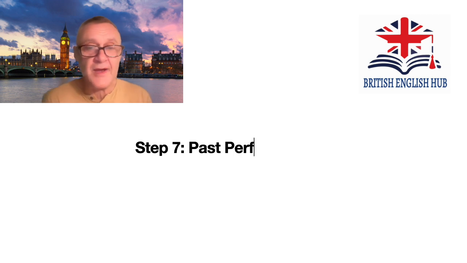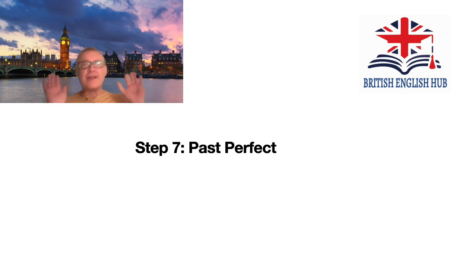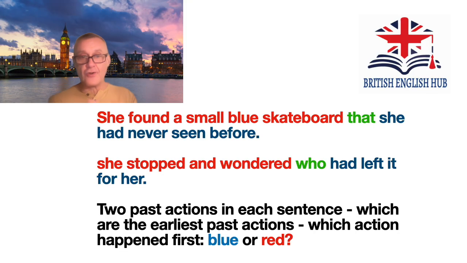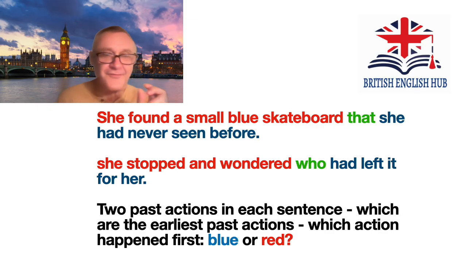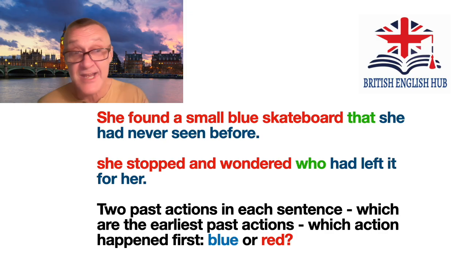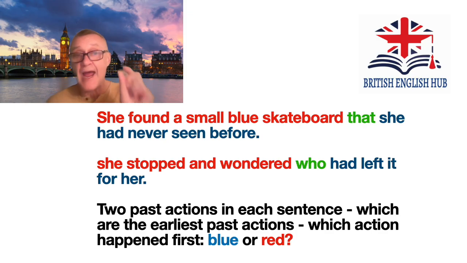And here we go. Step 7, past perfect. Now, I'll only dip into this very briefly. This is an entire lesson in itself. They've got two past actions in both of these sentences. Which are the earliest past actions? Which action happened first? Is it the blue or the red? They're both past tense actions, but which action happened first?